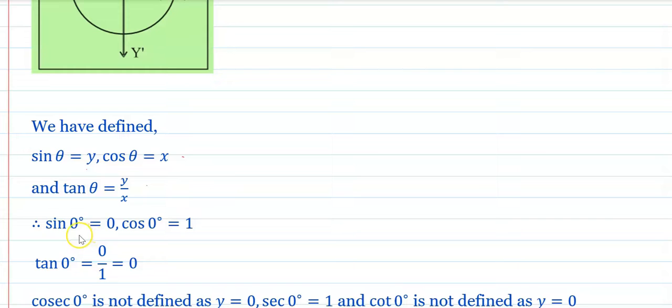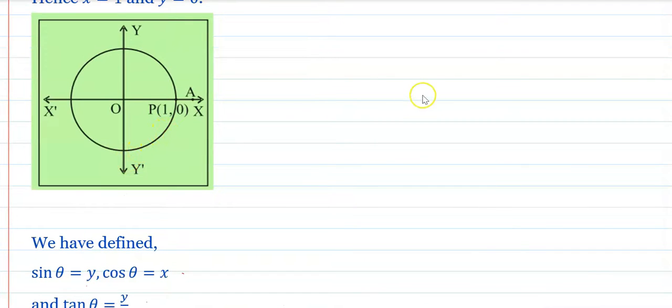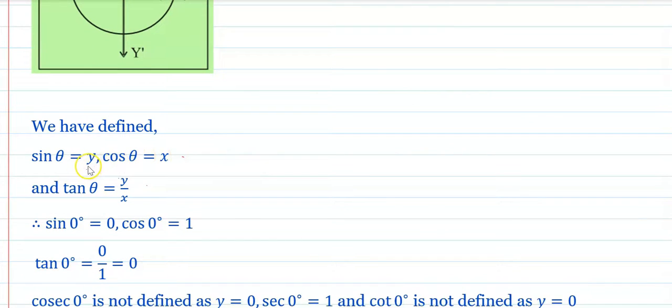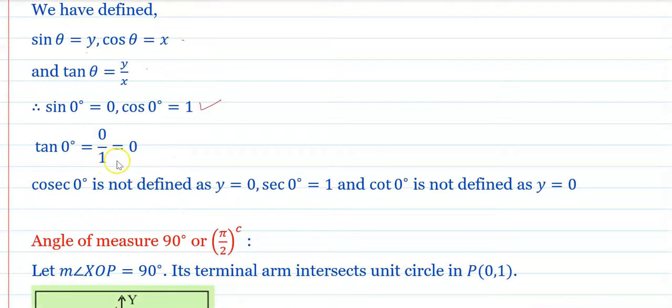Okay, now first sin theta, म्हणजे इथे x coordinate किती आहे? X is 1 and y is 0. Y is 0, therefore sin 0 is 0. Cos 0 is 1. What about tan 0? 0 upon 1, and that is equal to 0. Cosec 0 is not defined as y is 0. Sec 0 is 1. Cot of 0 is not defined as y is 0.